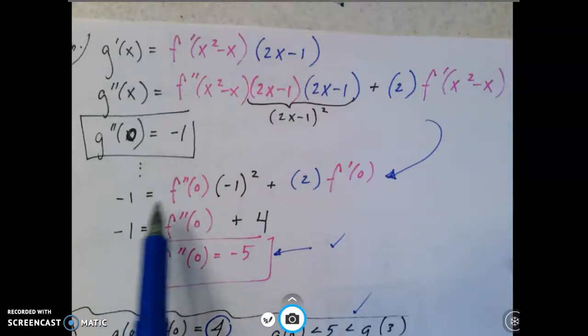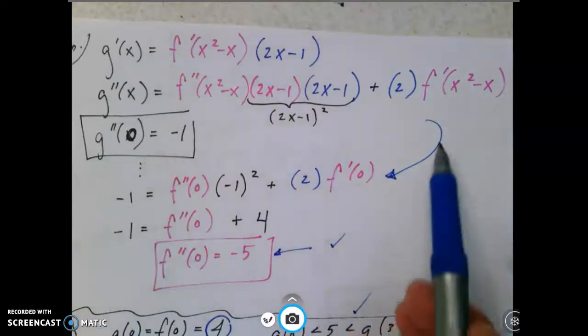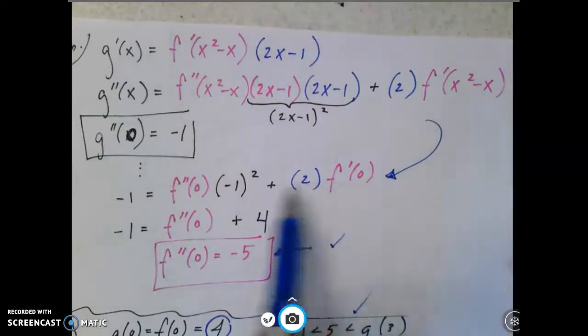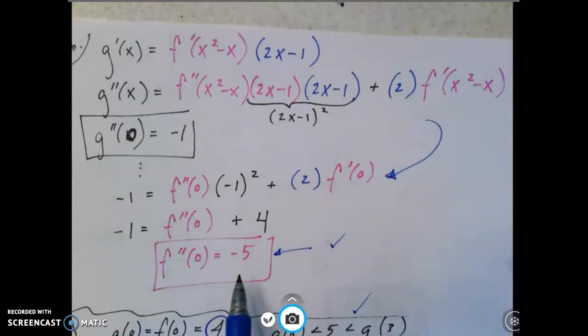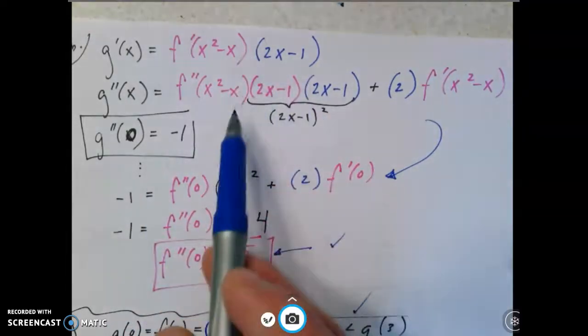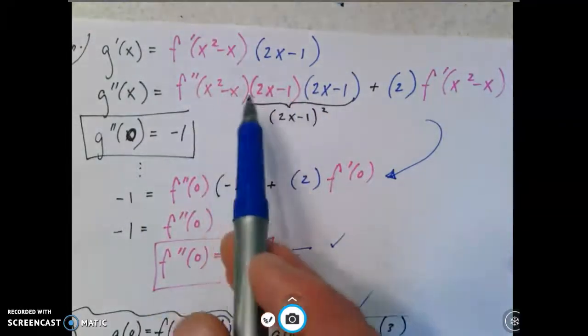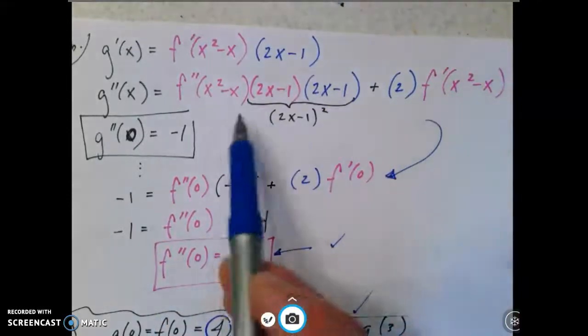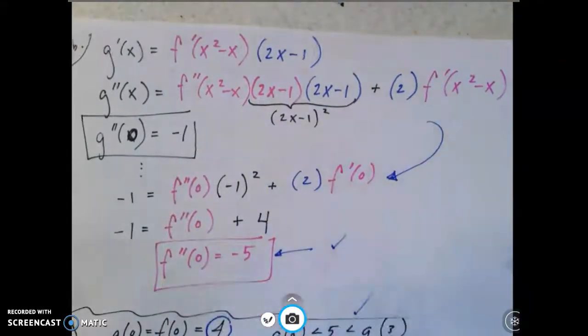This becomes -1, and all of these things clean up right here. All of this cleans up very nicely to here. A little bit of algebra here, and we get to -5. Okay, so I'm not going to explain this to you. Just know you start off with the product rule right here. You have to use the chain rule as well. And then you evaluate at 0, and you get your final answer.